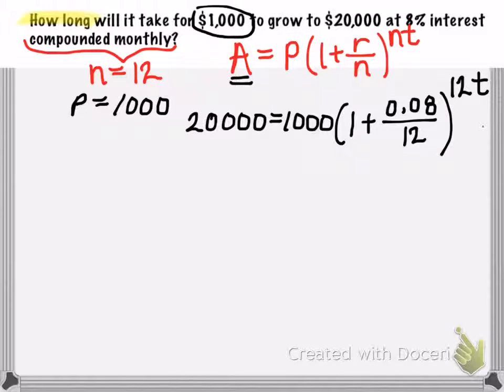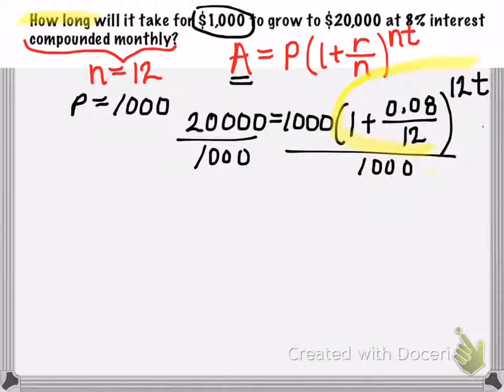So what we have right here is an exponential equation because the variable here contains the exponent. So to solve this exponential equation, we first need to isolate the exponential quantity. So we need to divide both sides by 1,000. Because the exponential quantity in this problem is the 1 plus 0.08 divided by 12 raised to the 12t. So that's why we're dividing by 1,000. So we'll end up with 20 is equal to the quantity 1 plus 0.08 divided by 12 raised to the 12t.